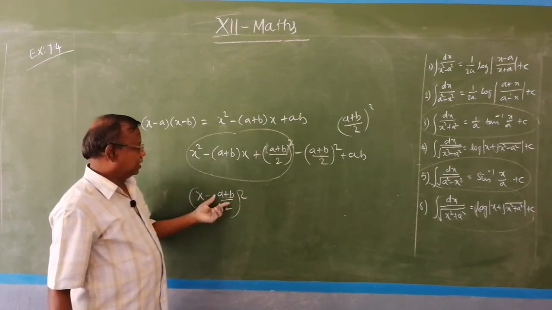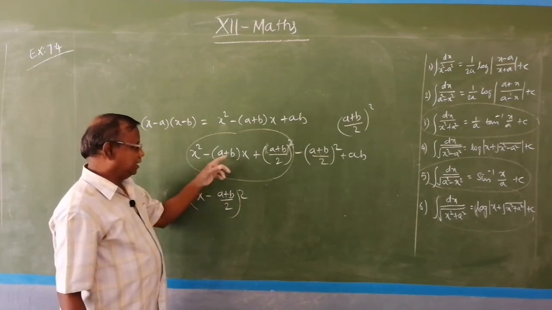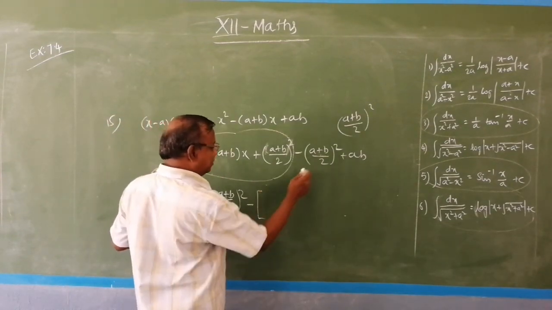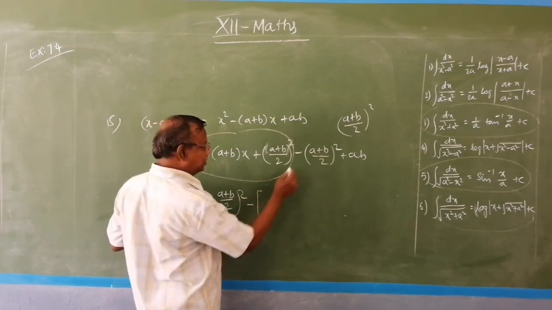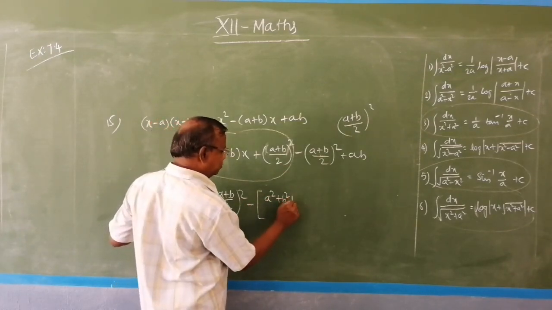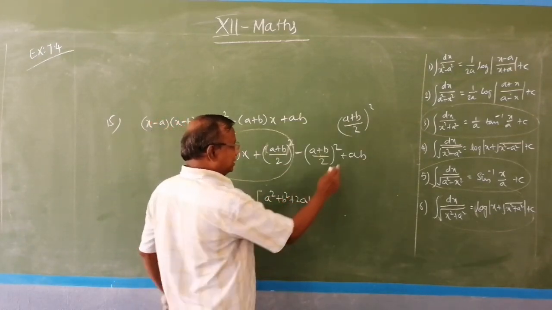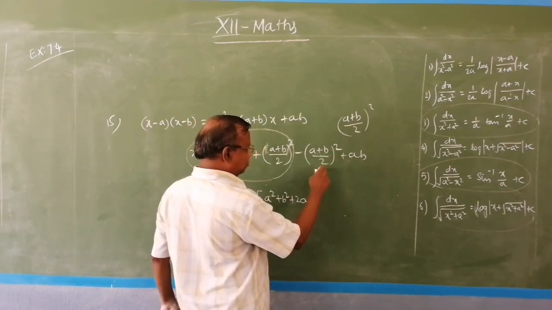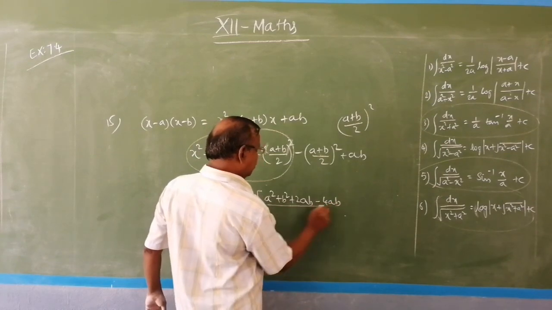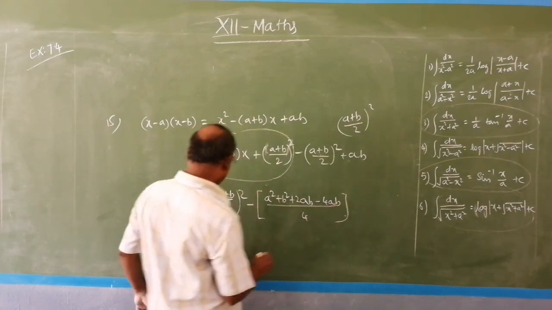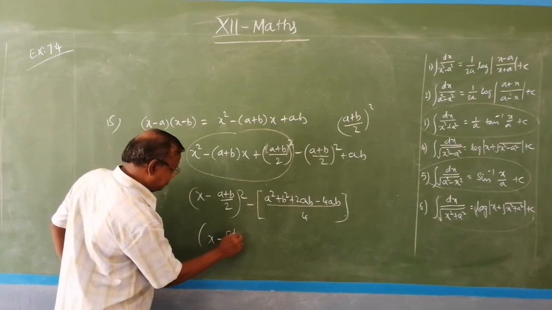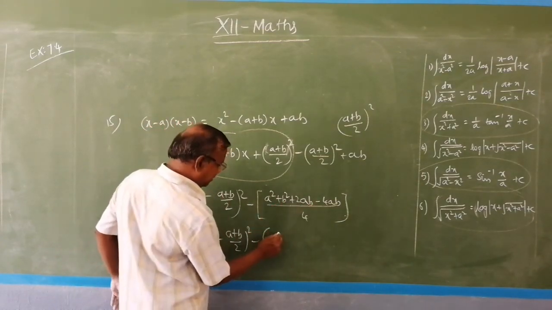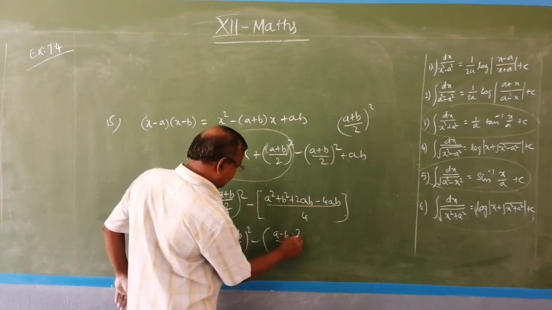So a square plus b square minus 2ab like this, and take LCM. This is within the bracket, taken minus common out. This is a square plus b square plus 2ab, and it is minus ab. So minus here 2 means 2 square 4 minus 4ab whole divided by 4. So this is x minus a plus b by 2 the whole square minus of a square plus b square minus 2ab, means a minus b divided by 2 the whole square.